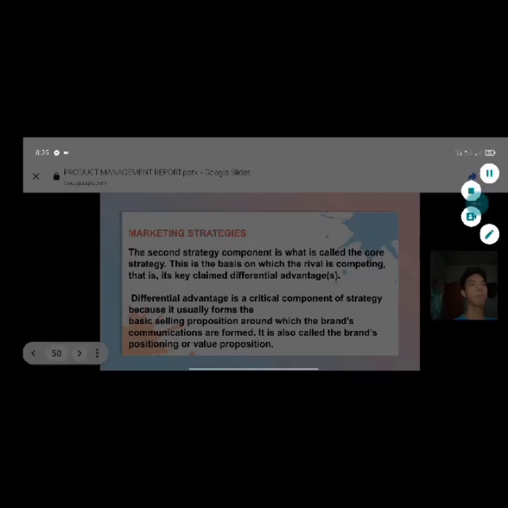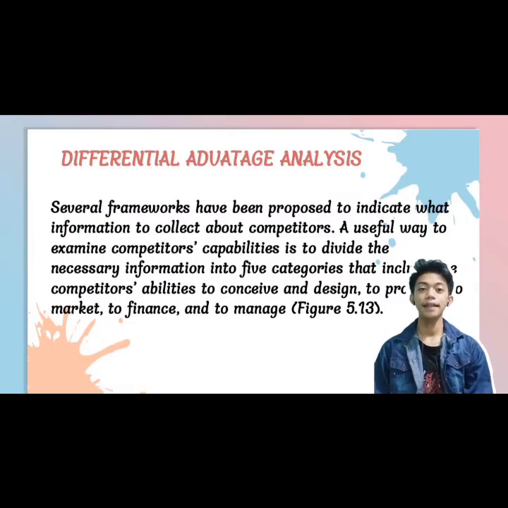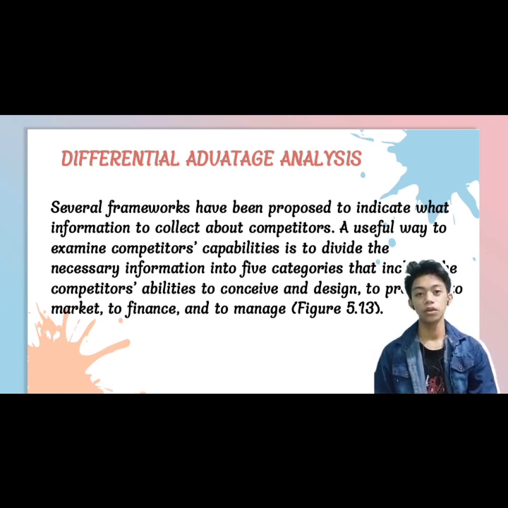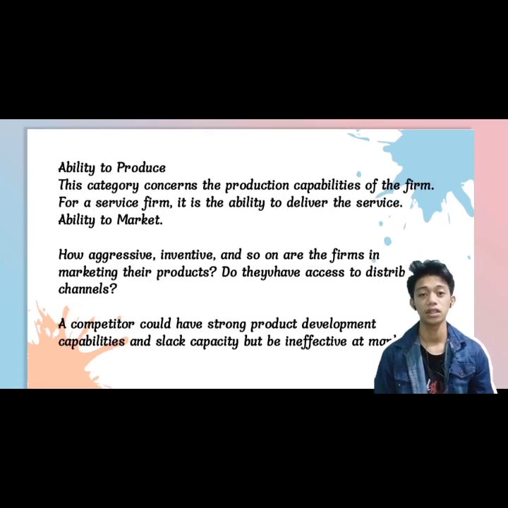Thank you. My name is Patrick Palazzo. I discuss the differential advantages analysis. Several frameworks have been proposed to indicate what information to collect about competitors. A useful way to examine competitors' capabilities is to divide the necessary information into five categories that include the competitors' ability to conceive and design, to produce, to market, to finance, and to manage.